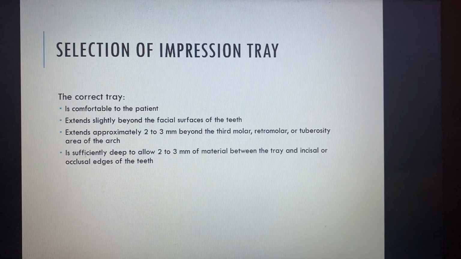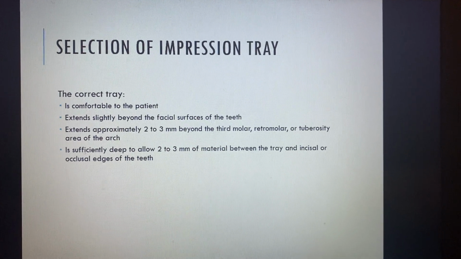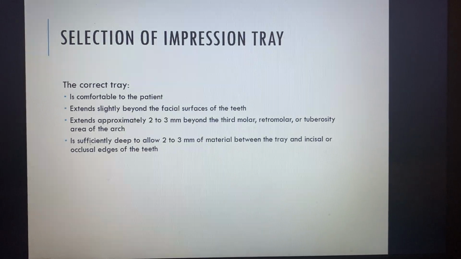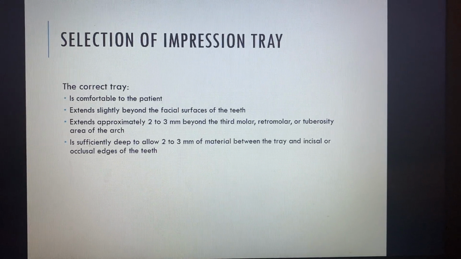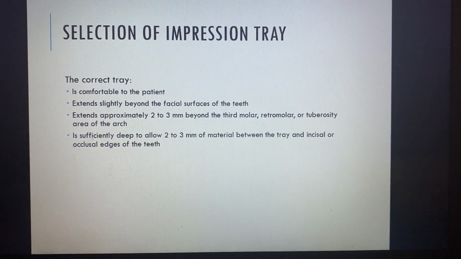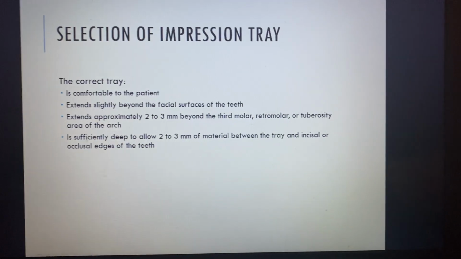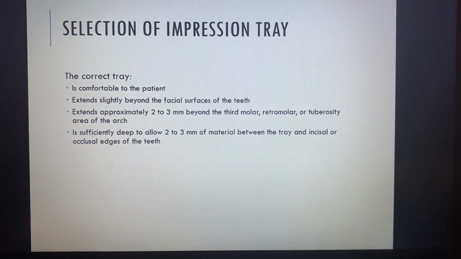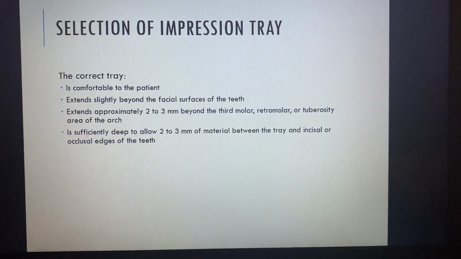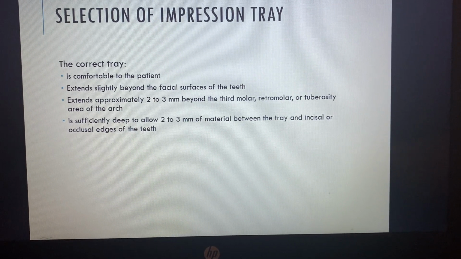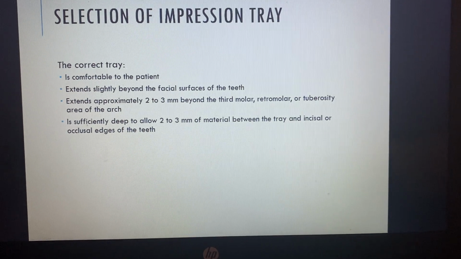Also remember that it needs to extend on the back area, or the molar region, 2 to 3 millimeters beyond the last molar seen in that patient's mouth, because not everybody has their third molar or wisdom tooth. Some people just have their first and second molars back there. If that's the case, you just make sure that the tray goes a little bit beyond the last molar. Not too much, because you don't want to gag your patient, but it needs to not stop right at the end of the molar.